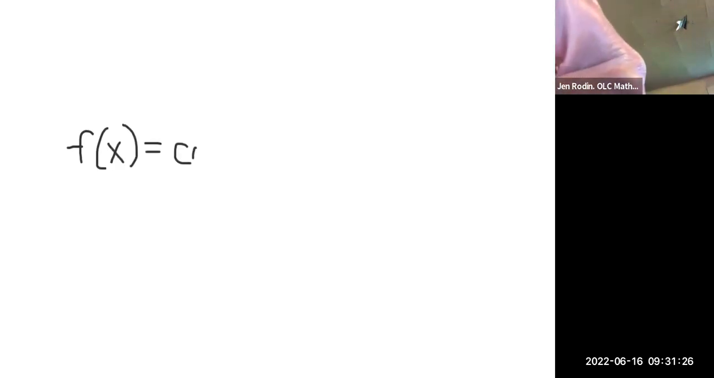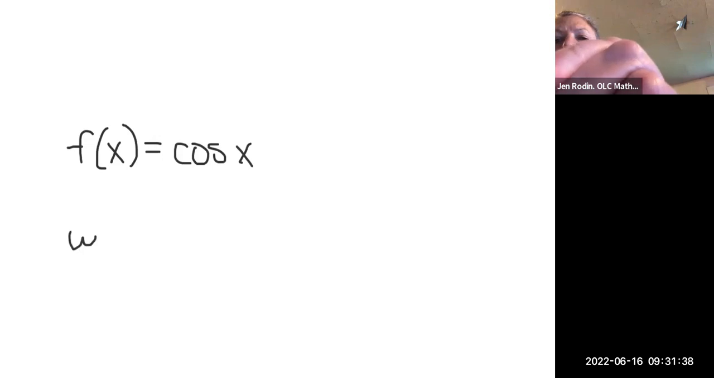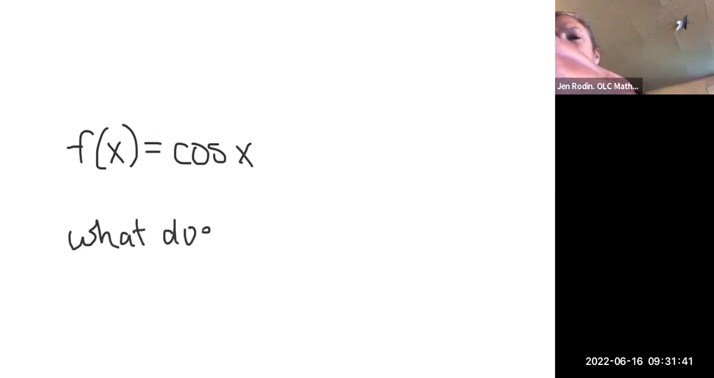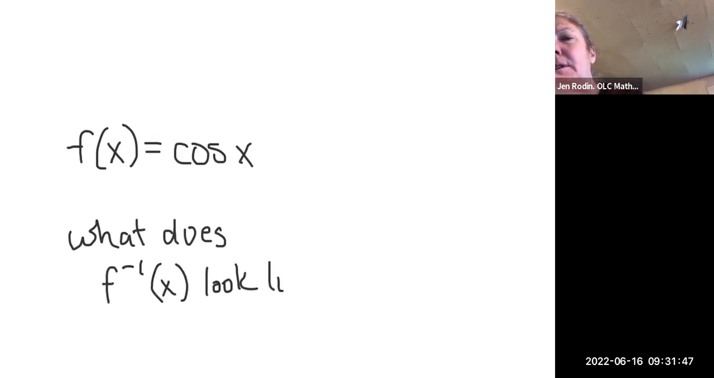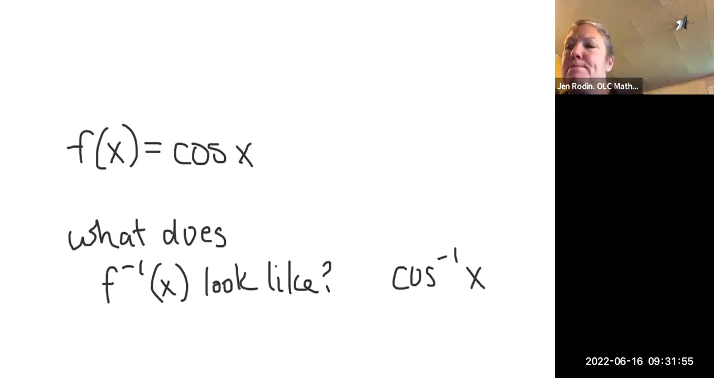So let's say f of x equals cosine of x. What does f inverse of x look like? We could write it this way too. You could write it that way. Inverse cosine of x. Again, don't be thinking that it means 1 over cos x. We just were working with natural logs. So it's a little bit of shaky ground, a little bit quicksandish.